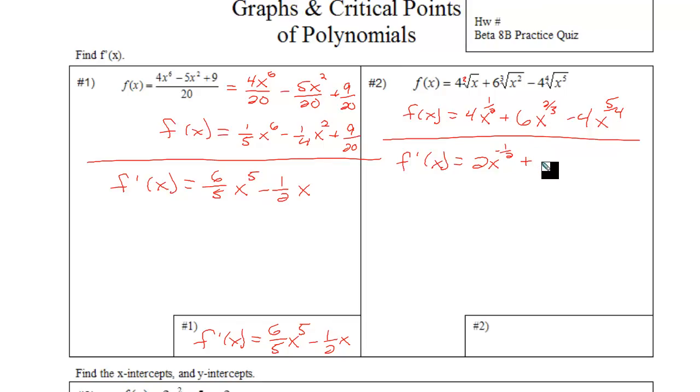6 divided by 3 is 2. 2 times 2 is 4. Or 6 times 2 is 12, divided by 3, 4. Subtract 1 from the exponent. 2/3 minus 1, or minus 3/3, is a negative 1/3. 5/4 times 4 is 5. Subtract 1 from the exponent, and you get 1/4.